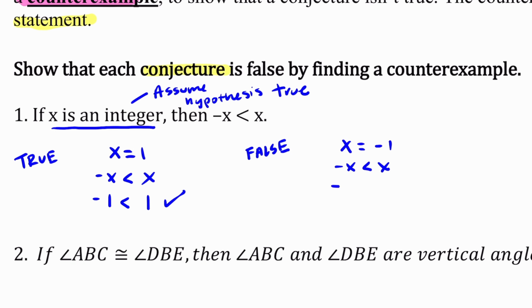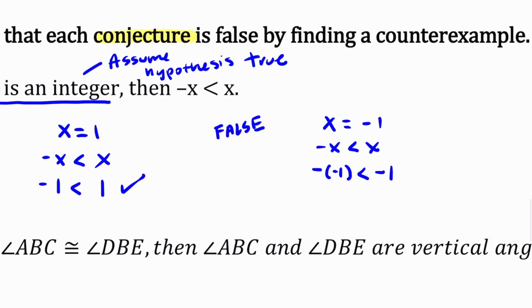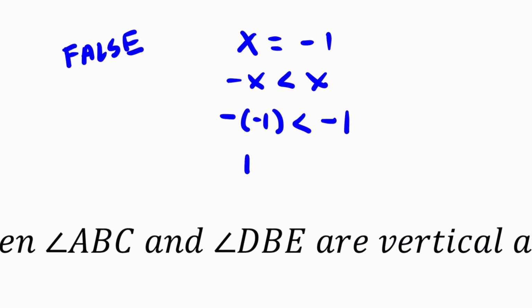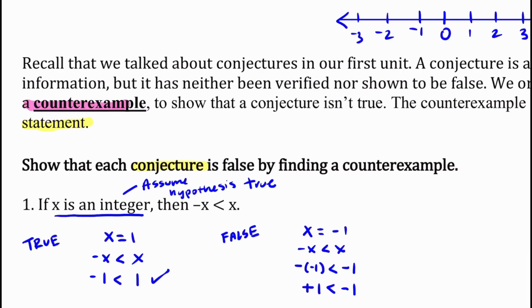So I have negative times negative 1 is less than negative 1. And negative times a negative is a positive. So positive 1 less than negative 1. Is positive 1 less than negative 1? No, positive 1 is greater than negative 1. So that means this conjecture is indeed false, which is what we want. So x equals negative 1 is our specific counterexample, and that is how you do number 1.